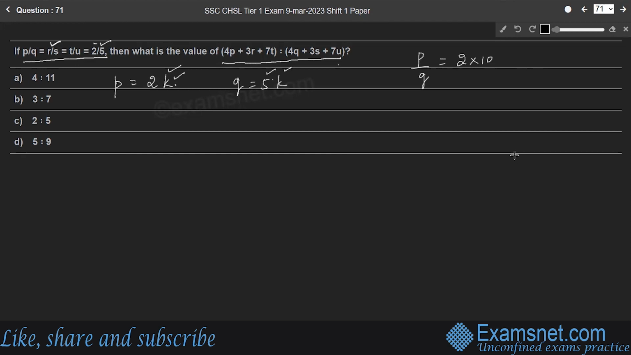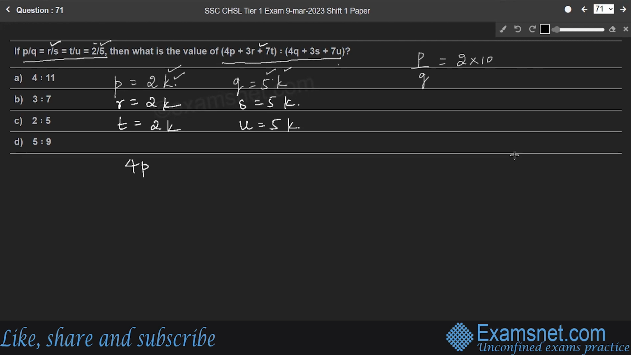Similarly, R by S is also 2 by 5. Therefore, R is 2 into k, S is equal to 5 into k. Similarly, T is 2 into k and U is 5 into k. Now consider the given expression.